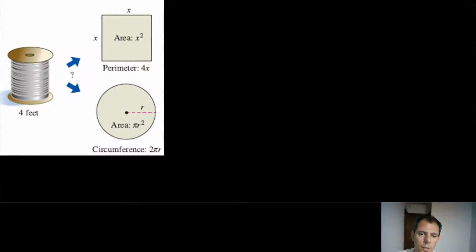Okay guys, so here's the situation. 4 feet of wire are going to be used to make a square and a circle. They're going to put a square here with a wire, plus this, plus that, plus that. And they're going to get more wire and do this, okay?